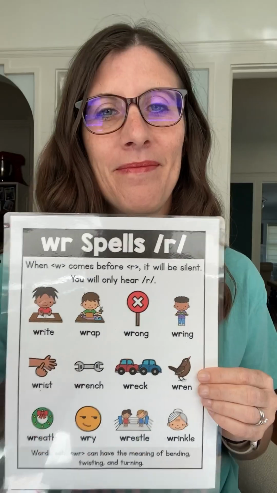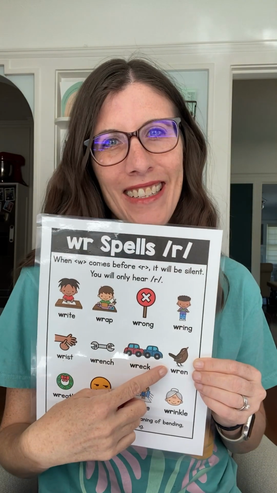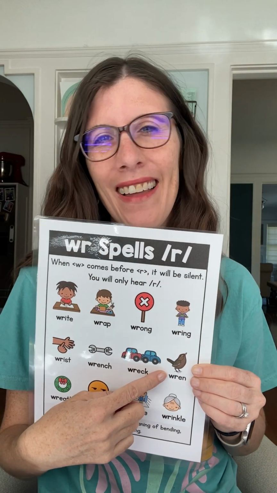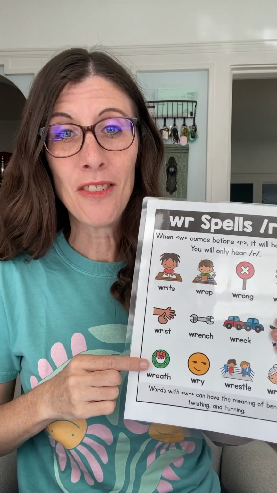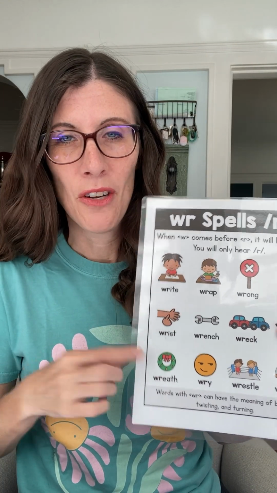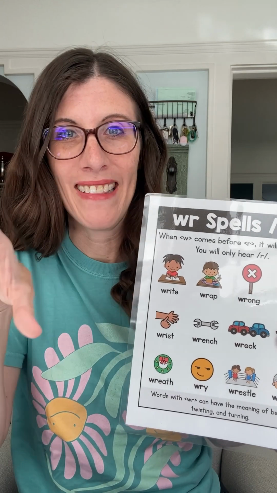normal shape. Okay, Ren, I don't think Ren is twisted or bent in any way. I think that's one of the ones that doesn't have that meaning. To make a wreath, you need to twist or bend whatever it is you're using to make that decorative item.